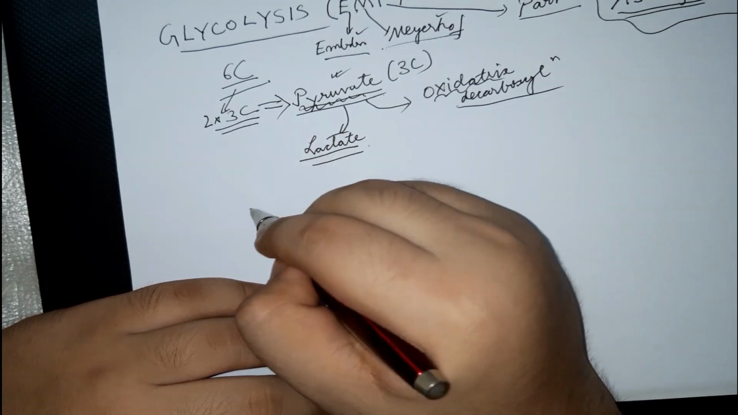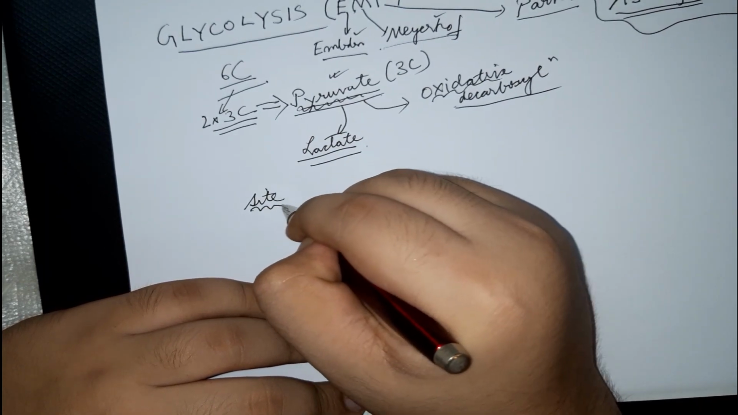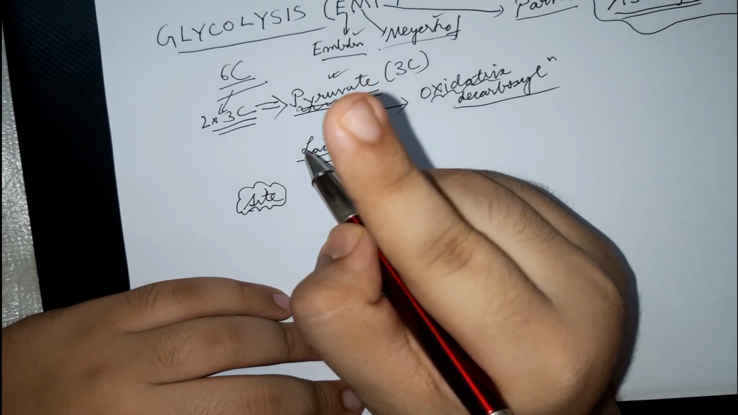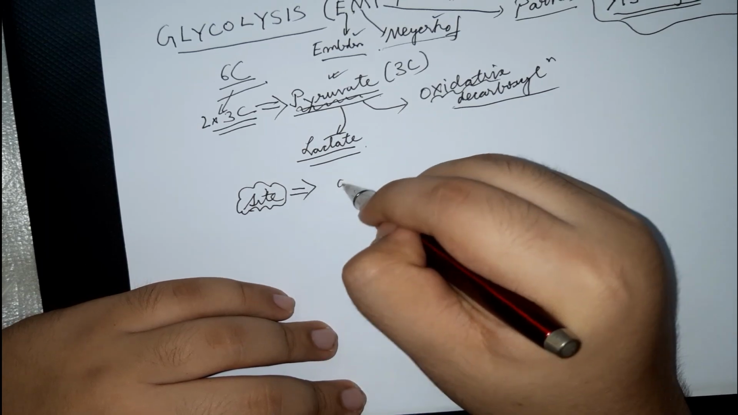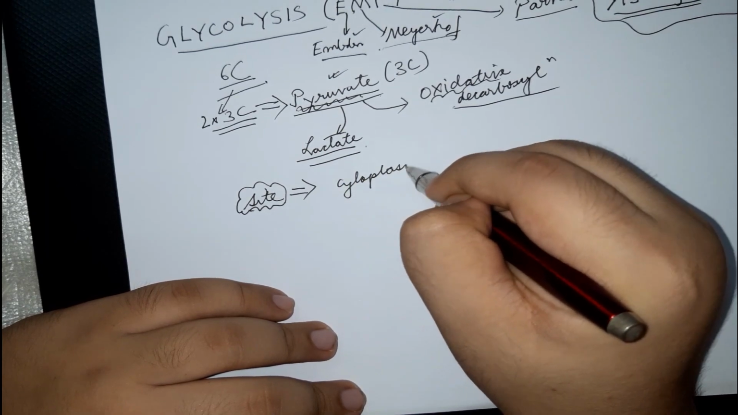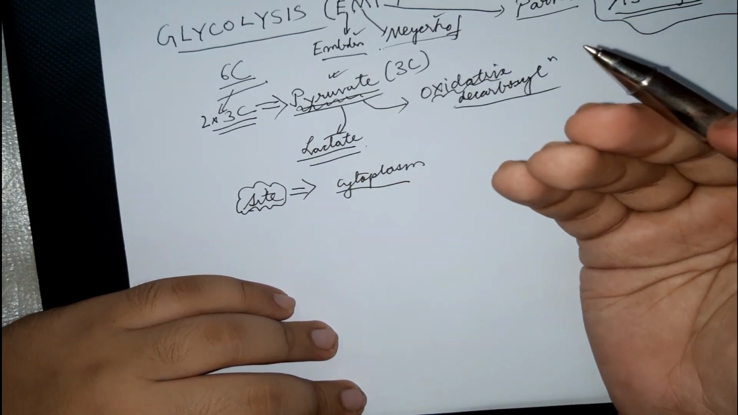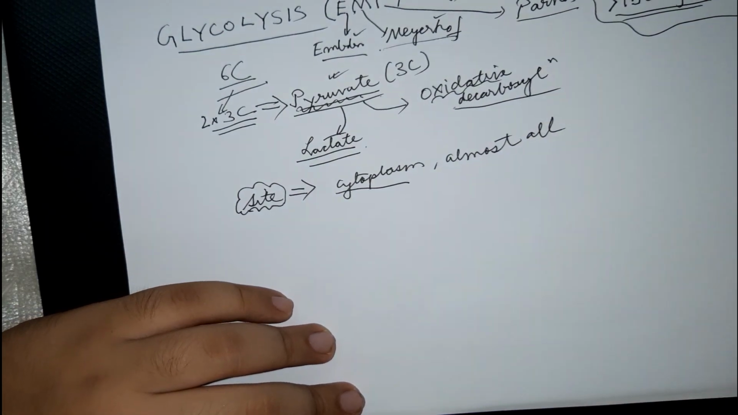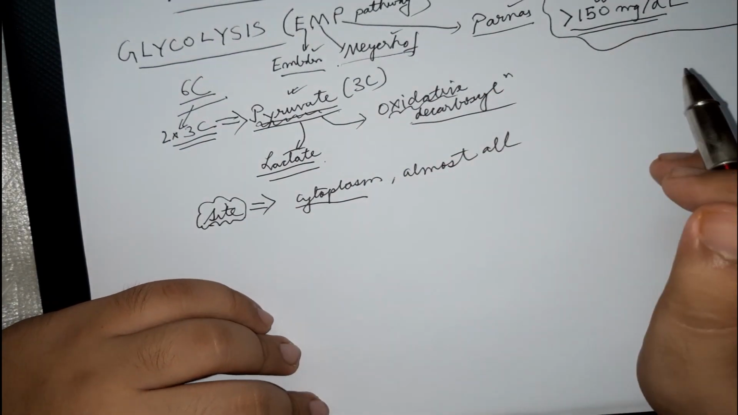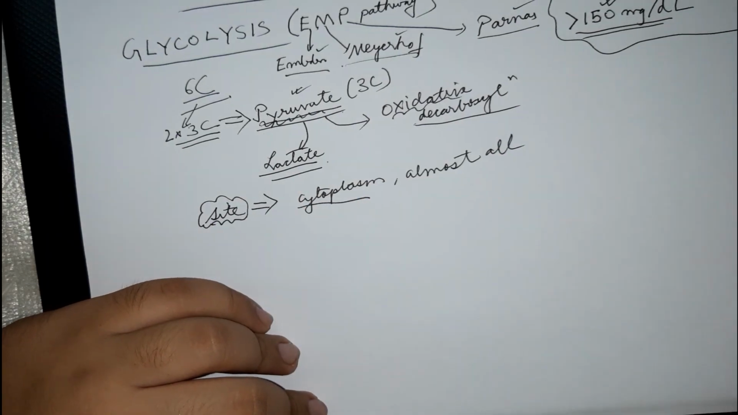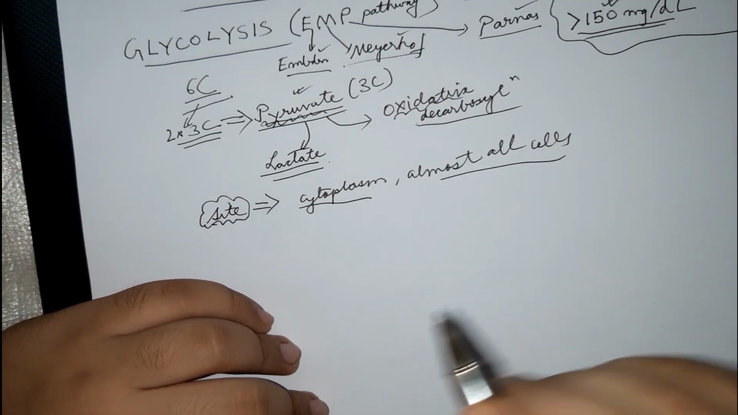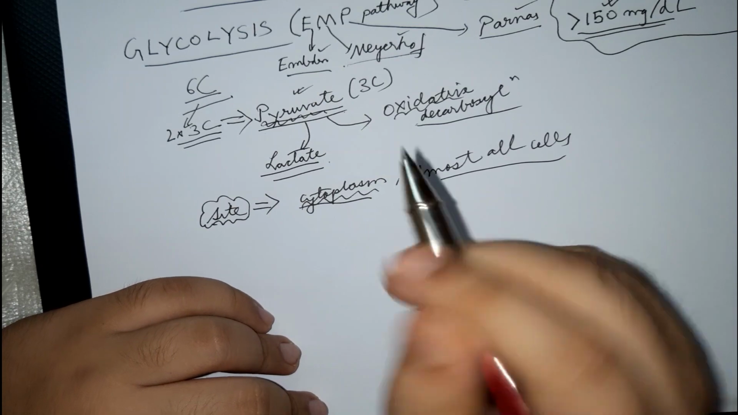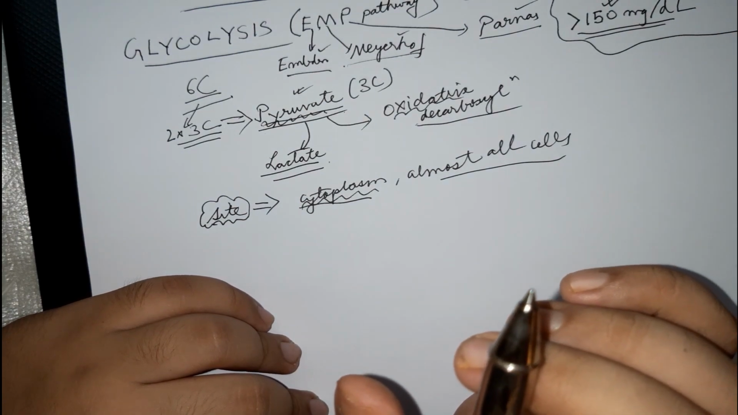Now, what is the site? Where does glycolysis take place? Firstly, glycolysis takes place in the cytoplasm of cells. Which cells? Almost all cells. That's why I said that it is universal. It's a universal phenomenon. It happens in almost all living cells. So almost all cells perform glycolysis. And where in the cells? Cytoplasm. Not the mitochondria, not any other cell organelle, cytoplasm itself. Okay?